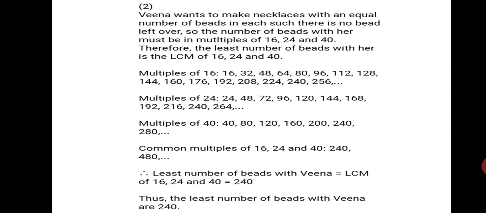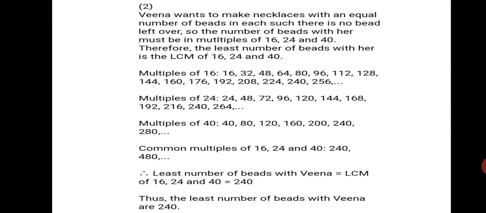So the number of beads with her must be in multiples of 16, 24 and 40. Therefore, the least number of beads with her is the lowest common multiple of 16, 24 and 40. So write the multiples of 16, then the multiples of 24 and then the multiples of 40. You will have to write the tables till you find a common multiple in all three.